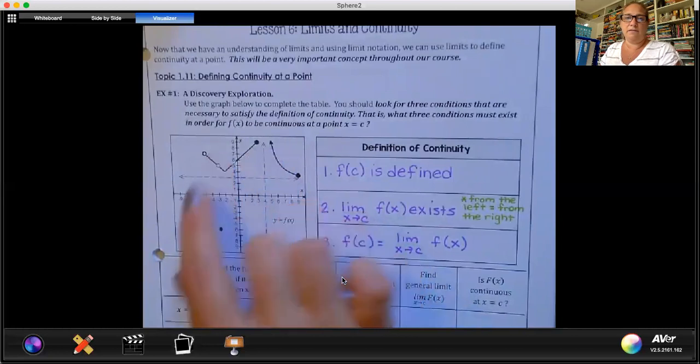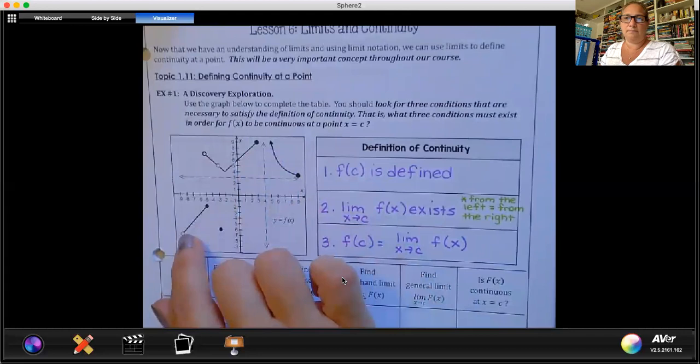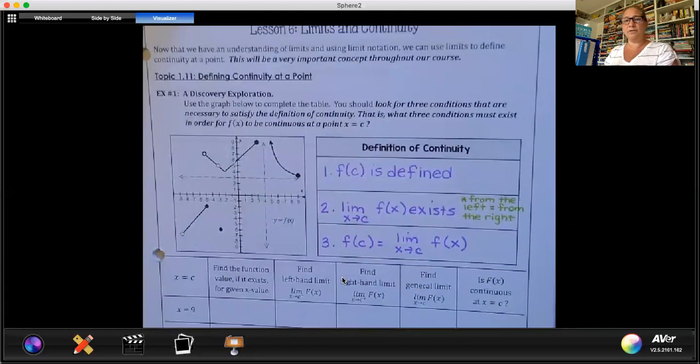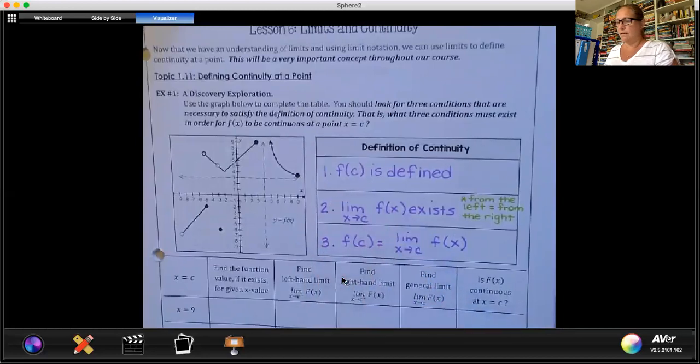Not defined. The limit as x approaches c of f of x exists. That means from the left is equal to from the right. And in order for a function to be continuous, f of c must equal the overall limit. So we're going to see how that all comes to play.